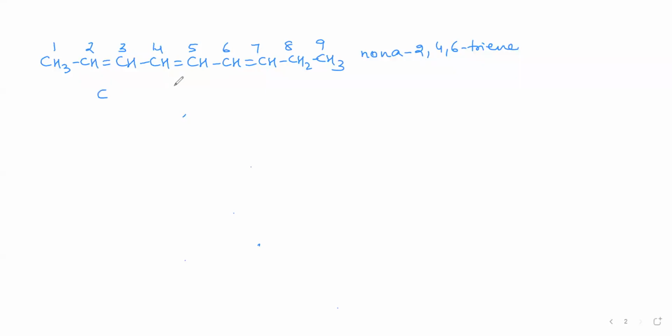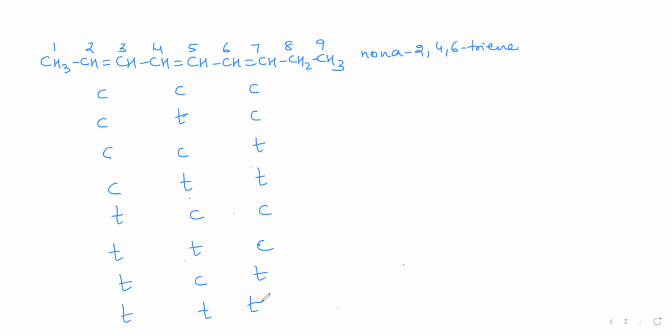See, you can have cis configuration here, simultaneously cis here and cis here. That is one form. Then all trans, that is cis-trans. You can have cis-cis-trans, cis-trans-trans. Likewise, now this I had kept cis here. Now I will change it into trans. Trans-cis-cis, trans-trans-cis, trans-cis-trans, and trans-trans-trans. So total configurations possible here are 8.